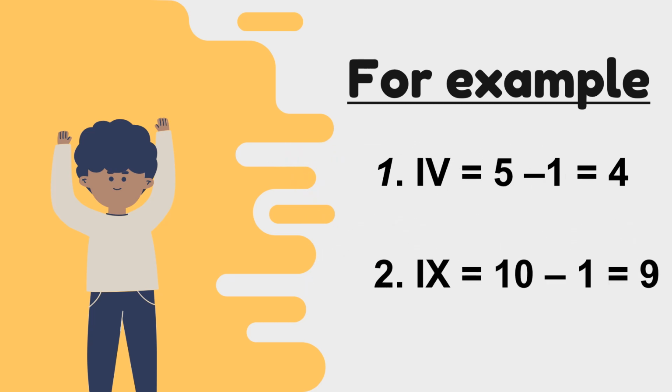In the second example, we see that the smaller symbol I is placed before the larger symbol X. So what do we need to do, children? We need to subtract in order to find the Hindu-Arabic numeral. First, we write the value of the larger symbol. That is 10 minus 1. We get 9.